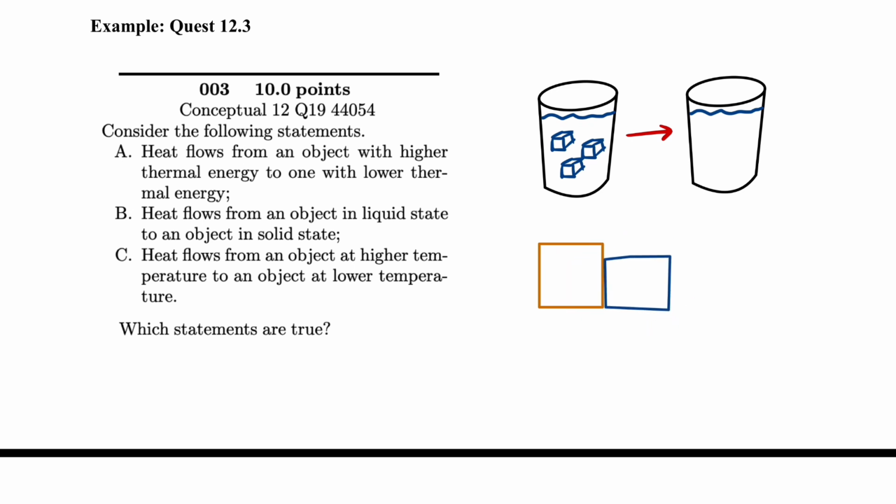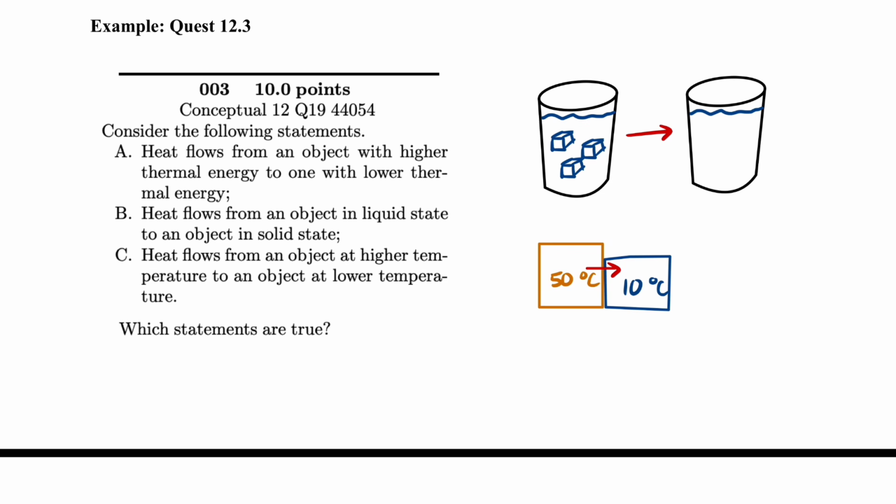Now let's say we have these two objects. This object is at 50 degrees Celsius. This other one is at 10 degrees Celsius. Well, we can say with a high level of certainty that the transfer of energy will be from the hotter object to the colder one. Okay? So the temperature of this one will increase and the temperature of this one will decrease because there was an exchange of energy between this object and this object.